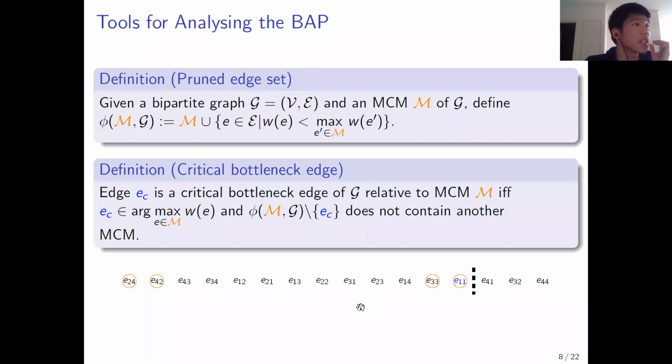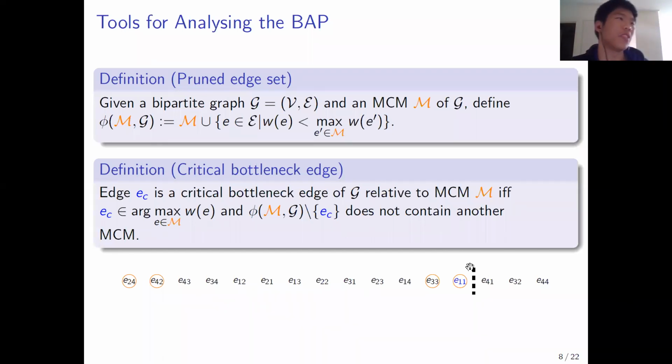And what's useful about this is it helps us define the next thing, which is the critical bottleneck edge. An edge EC is a critical bottleneck edge of G relative to the MCM if the edge EC is the largest edge in the MCM and the pruned edge set minus EC does not contain another MCM.